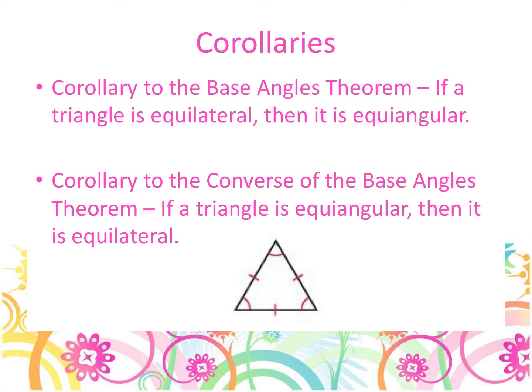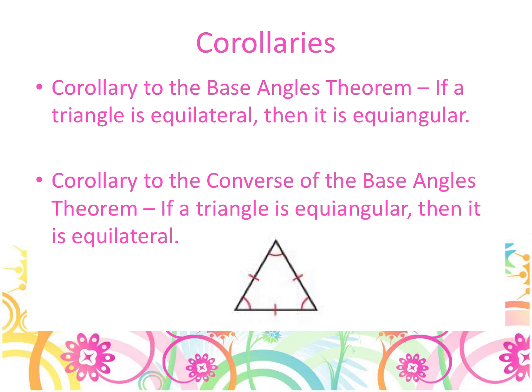Okay. Corollaries. There's two corollaries that happen from these two theorems. The corollary to the base angles theorem says if a triangle is equilateral, then it is equiangular. And the converse to that is if a triangle is equiangular, then it is equilateral. So, what does equiangular mean? Do you guys remember what that term means? All the angles are equal. What does equilateral mean? All the sides are equal.